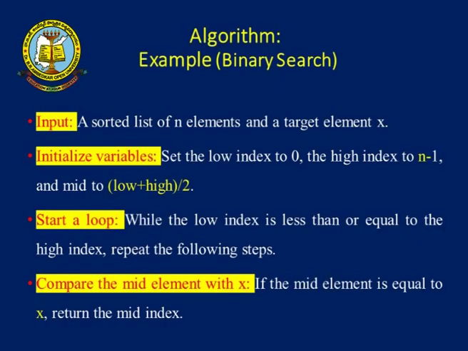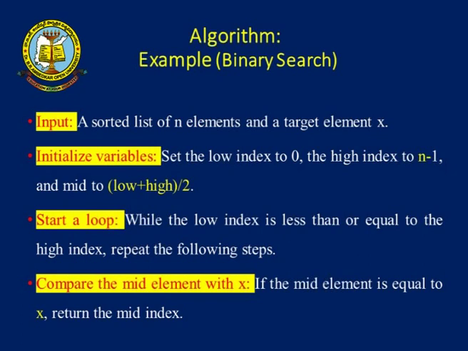So, the next step is: while the low index is lesser than or equal to the higher index, repeat the following. When will the lower index be lesser than or equal to the higher index? Suppose there is only one element. That itself is the lower index, and that itself is the higher index. If the lower index becomes greater than the higher index, the search is over, there is no element left. That is why it will stop the loop. This is how we have mentioned it in the start of the loop.